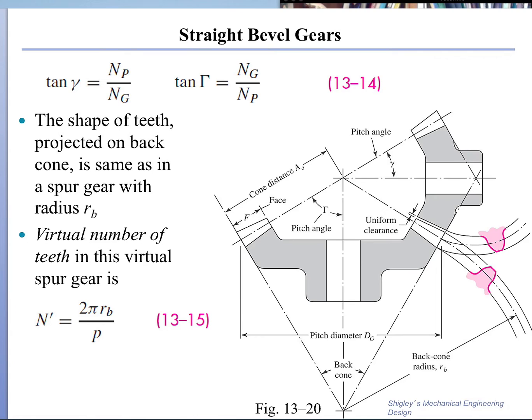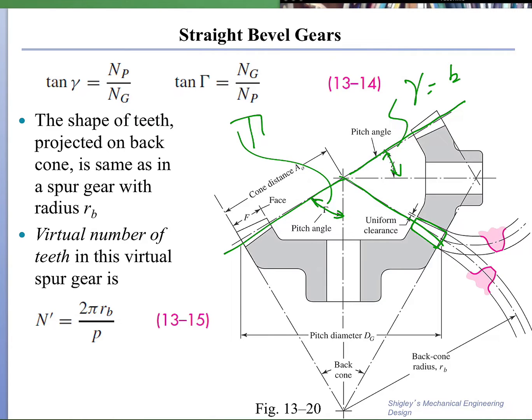And in this case, what is important about the straight bevel gears is to remember that the teeth themselves are lying at an angle for the driven gear, and this angle is called capital gamma. So this is cap gamma. And the driver gear is at an angle that is also lowercase gamma. So this is the bevel angle, which does not exist in the case of spur gears.